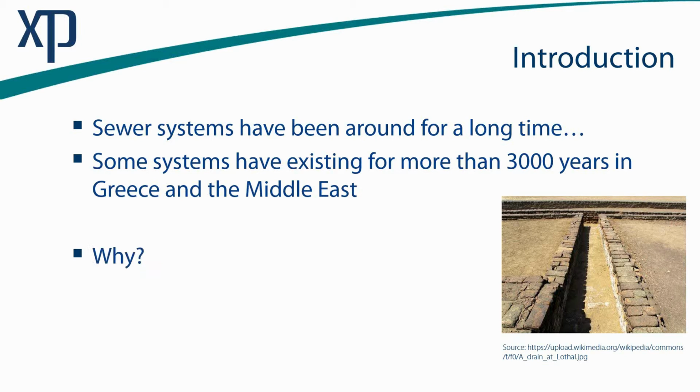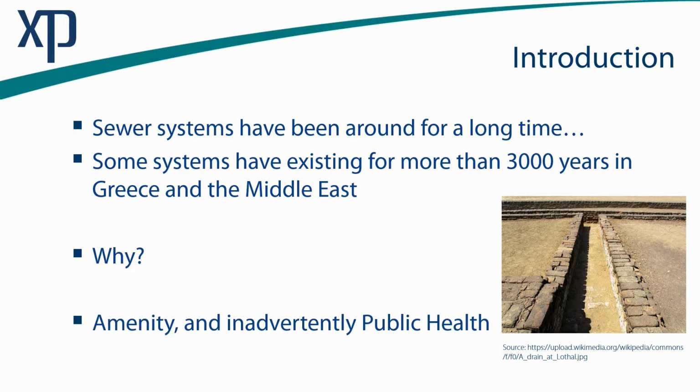And so, why did they build this infrastructure so long ago? I'm sure the answer is typically obvious, but obviously for amenity. We all like to keep our effluent away from ourselves, and inadvertently they actually picked up on public health, because we know that if we can keep our effluent and waste products away, we can ensure that the community is better positioned from a public health perspective.